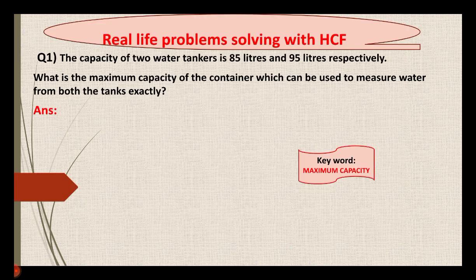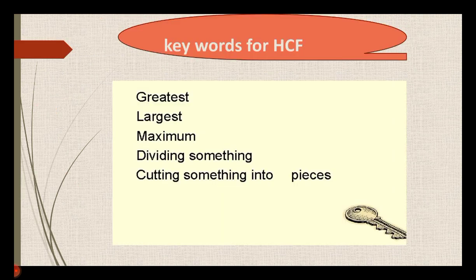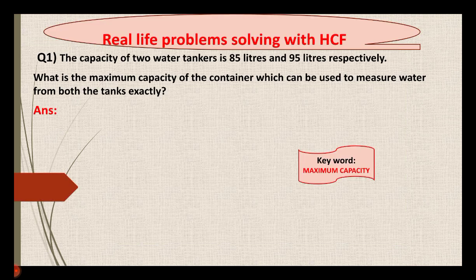So now I am going to move on to one problem, one scenario. The capacities of two water tankers are 85 liters and 95 liters respectively. What is the maximum capacity of the container which can be used to measure water from both the tanks exactly? If you notice, in this question the word maximum is there. As we discussed in the previous slide, the keyword maximum is there. So you have to find the HCF.